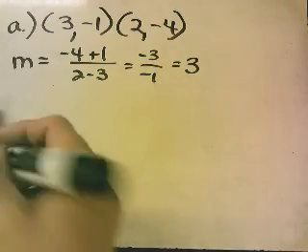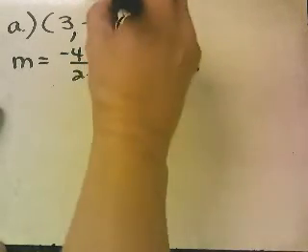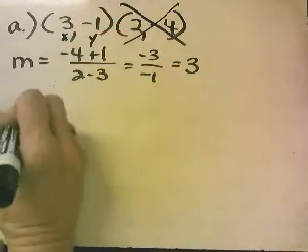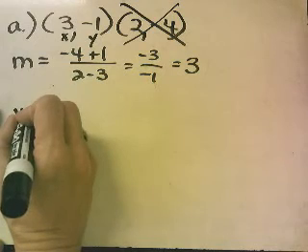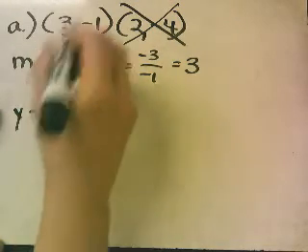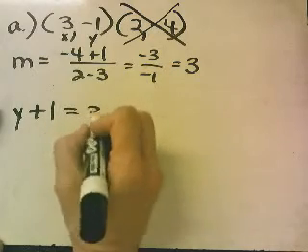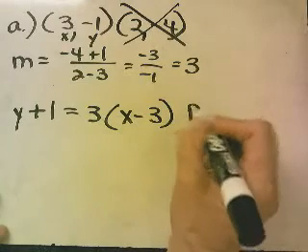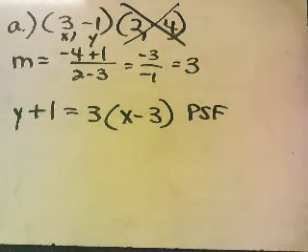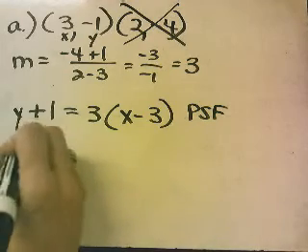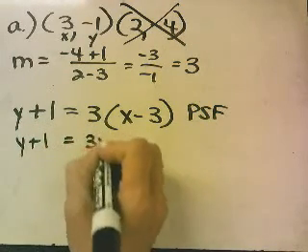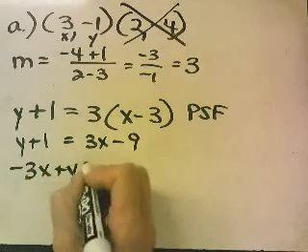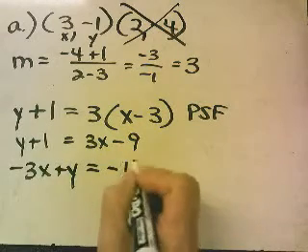Now, I'm going to go into point slope form. So I'm going to cross out one point and use this point. So y plus 1 minus -1 equals 3 times (x minus 3). Now this is the point slope form, but they did not ask for point slope form, they asked for standard form. So I have to change this into standard form. First I'm going to distribute, then I'm going to get my x and my y on one side and my constants on the other side.